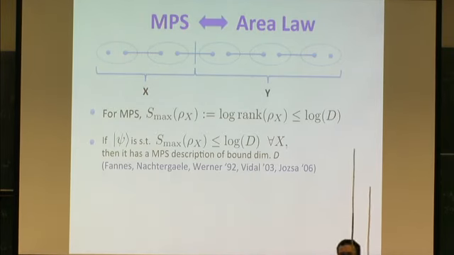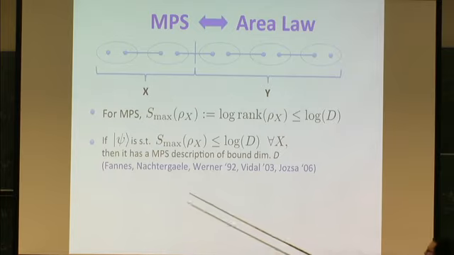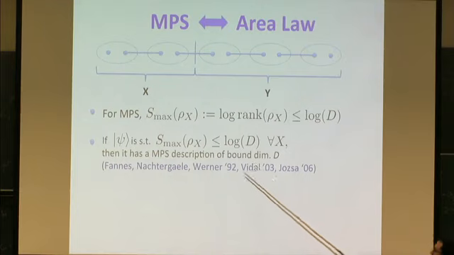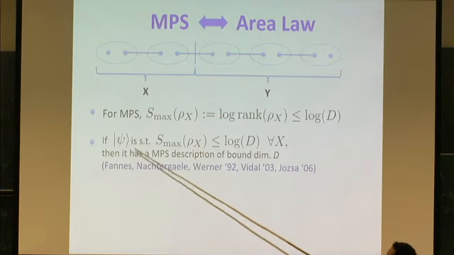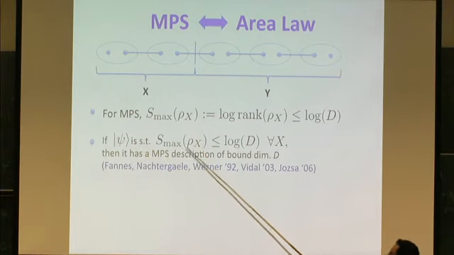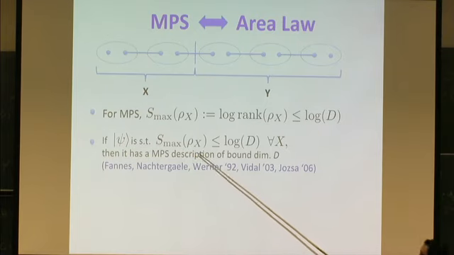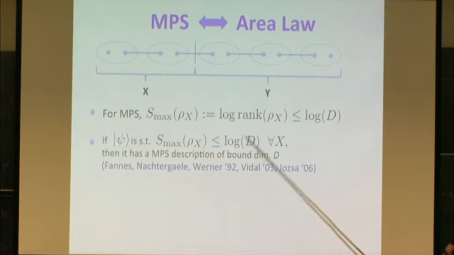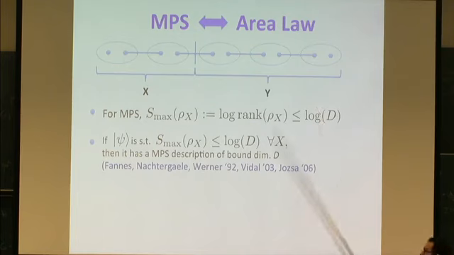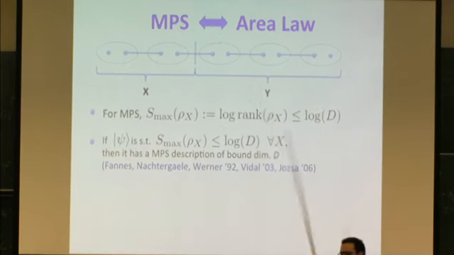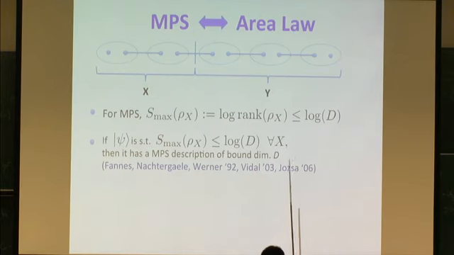More interesting, the opposite is also true. This is already in the original paper, then was rediscovered by Vidal, and there's a nice way of seeing this in a review paper by Richard Joseph that I recommend if you want to learn how you do it. It says that if psi is some state on n qubits, and it's such that for all x, S_max is bounded by log d, then you can find an MPS description of bond dimension d. So there is an equivalence, in one dimension, between matrix product states and the area law.